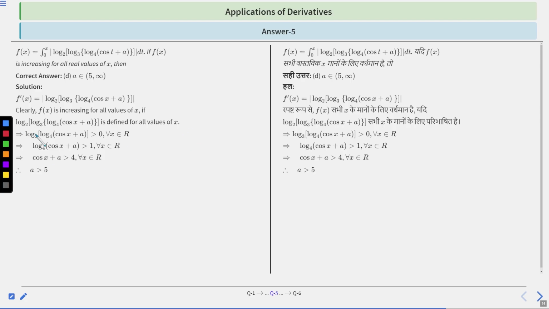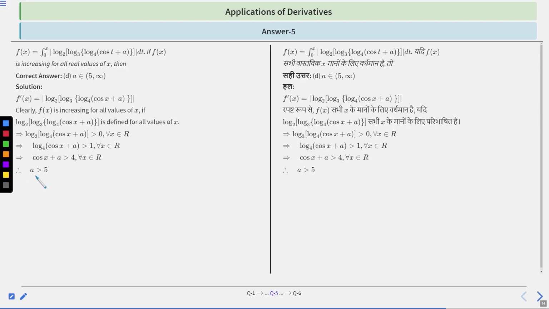Now see, therefore log 3 log 2 log x log 4 cos x plus a greater than 0, right? For this function to be defined, because domain of log x is positive, this term should be greater than 0, right? That's why we have applied this term greater than 0 for all x belongs to real. Now log 4 cos x plus a should be greater than 1 for all x belongs to real. Now cos x plus a greater than 4 for all x belongs to real.